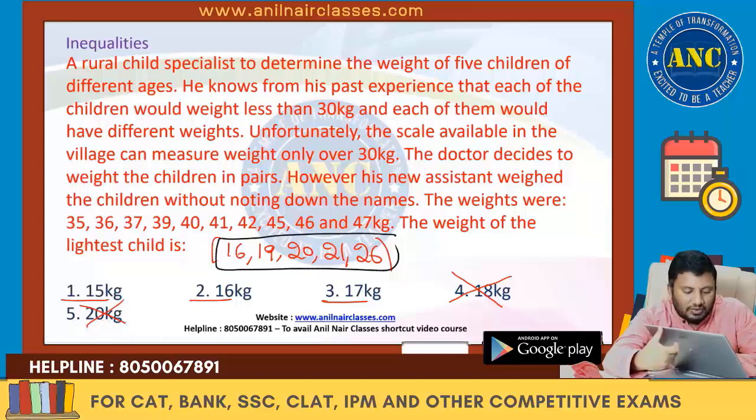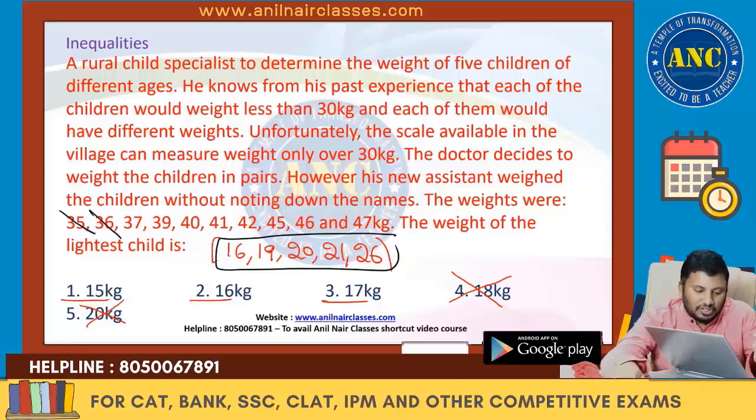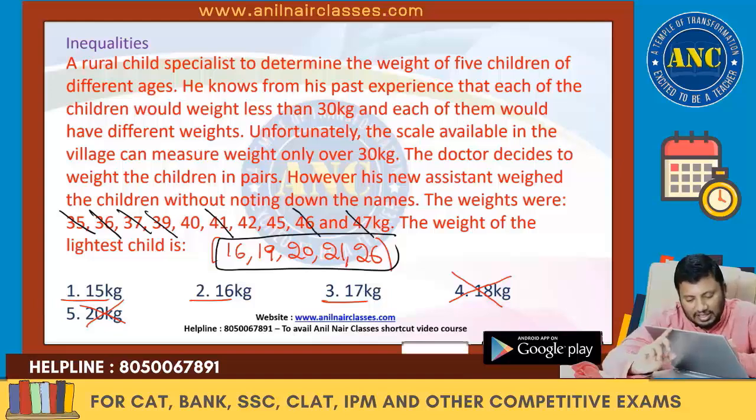16, 19, 20, 21, 26. 35, 16 plus 19. 36, 16 plus 20. 37, 16 plus 21. 39, 19 plus 20. 40, where is 40? 41, 20 plus 21. 47, 21 plus 26. 46, 20 plus 26. 45, where is 45?